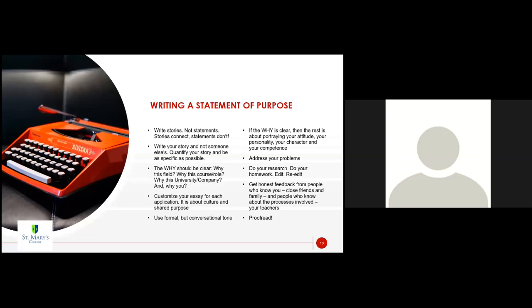Write your story and not someone else's. Every time I get an SOP, there are several times I've seen plagiarized SOPs. Admission committees the world over have seen thousands and thousands of SOPs by now, so when you send a plagiarized SOP, one look, I know it is not yours. Because the why should be clear. Why this field, why this course, why this position, why this university, why this company. And if all of that is clear, you need to still communicate why you should be considered for that. So it's all about why.